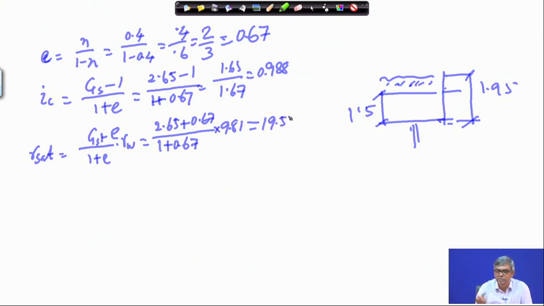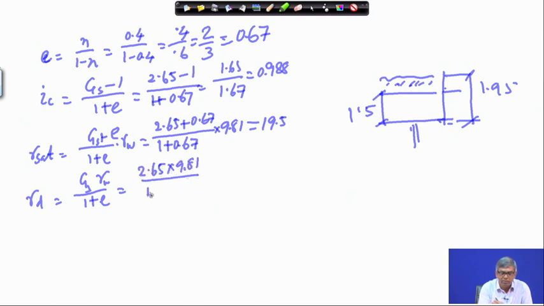And sand, suppose the same property can be used, but you are putting it above, so we can assume that sand is dry. Suppose gamma d is Gs gamma w by 1 plus e. So you can say 2.65 into 9.81 divided by 1 plus 0.67. This gives you a unit weight of 15.56.